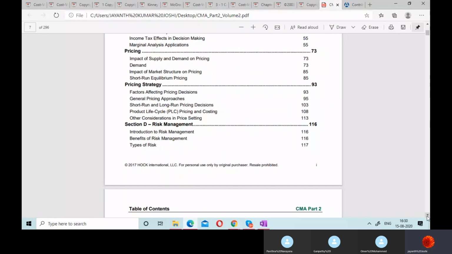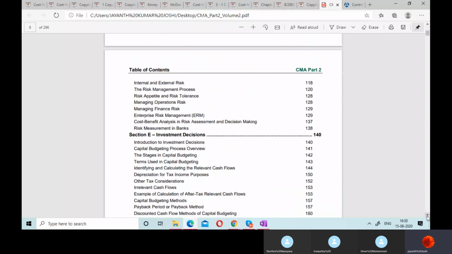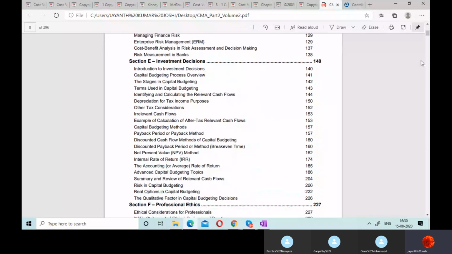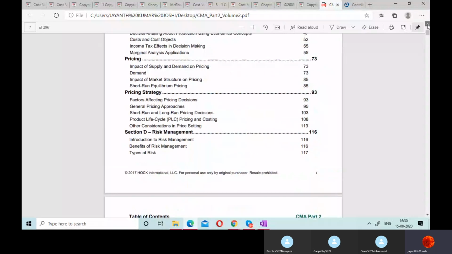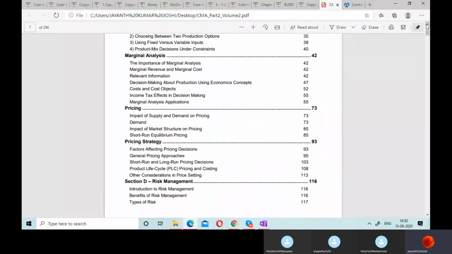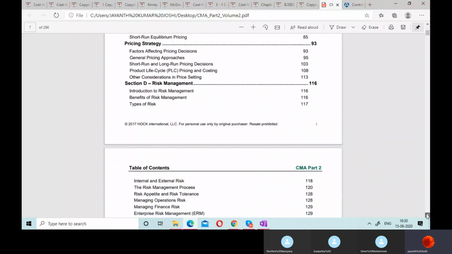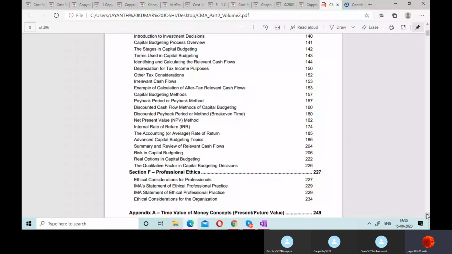Pricing strategy and risk management has already been completed. I will share the videos with you. If something is left over, I'll cover it, because risk management is completely done. We have done a session for that already. And if I'm not wrong, we have done this even. If we've not done it, we'll do it. No problem, that's a one hour session. Investment decisions are already done. Each and every aspect has been covered, and ethics is done.